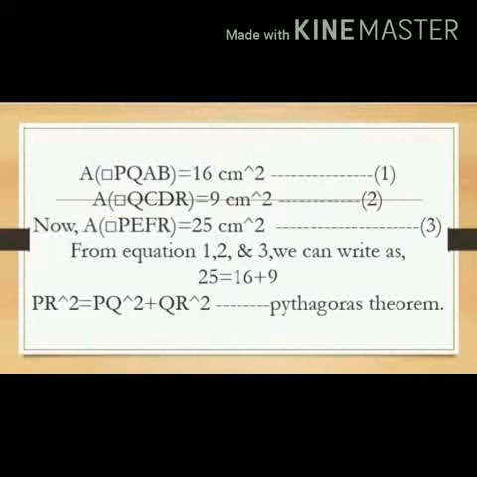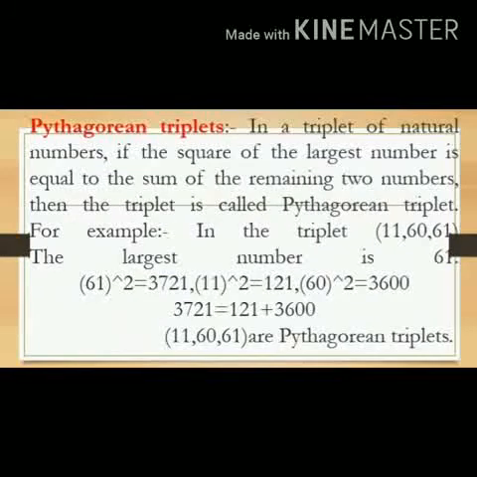Now today we learn about the next topic, that is Pythagorean triplets. At first we see the definition of Pythagorean triplets. In a triplet of natural numbers, if the square of the largest number is equal to the sum of squares of the remaining two numbers, then the triplet is called a Pythagorean triplet. See the example of the Pythagorean triplet.